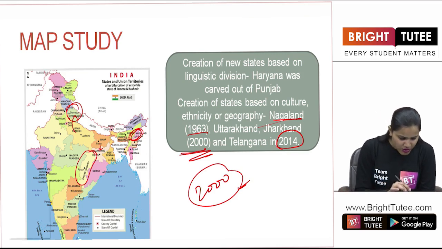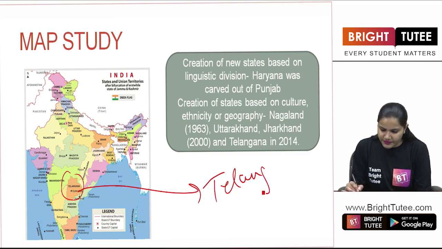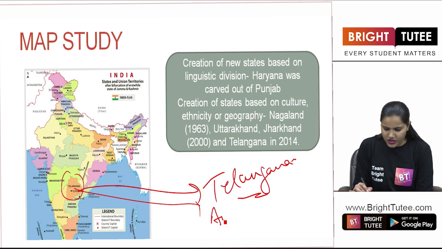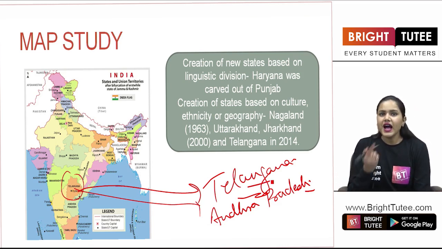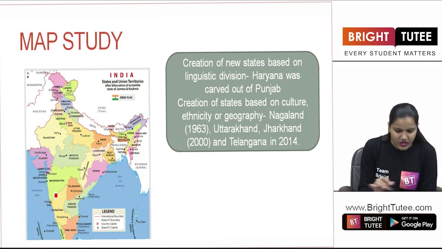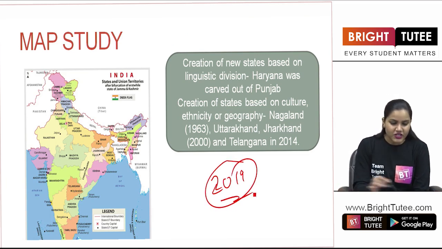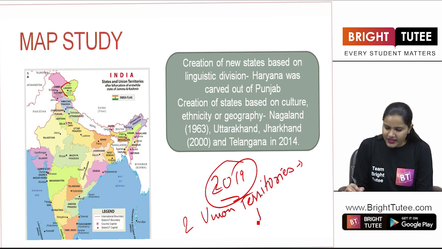So, in the year 2014, if you all have seen the news, you must remember that Telangana was a new state that was formed, right? From which region here? Taking out the regions of Andhra Pradesh, right? So, Telangana was a new state formed in the year 2014. Now, if I ask you the latest changes that have happened in our country in the year 2019, what is the latest change that has happened here? So, the latest change is the creation of 2 union territories, right? And these territories are Jammu and Kashmir and Ladakh.